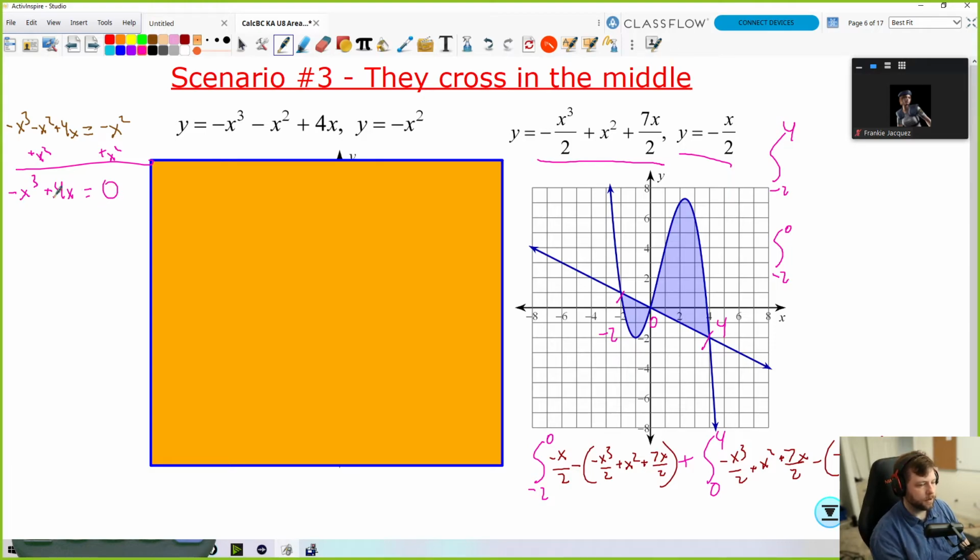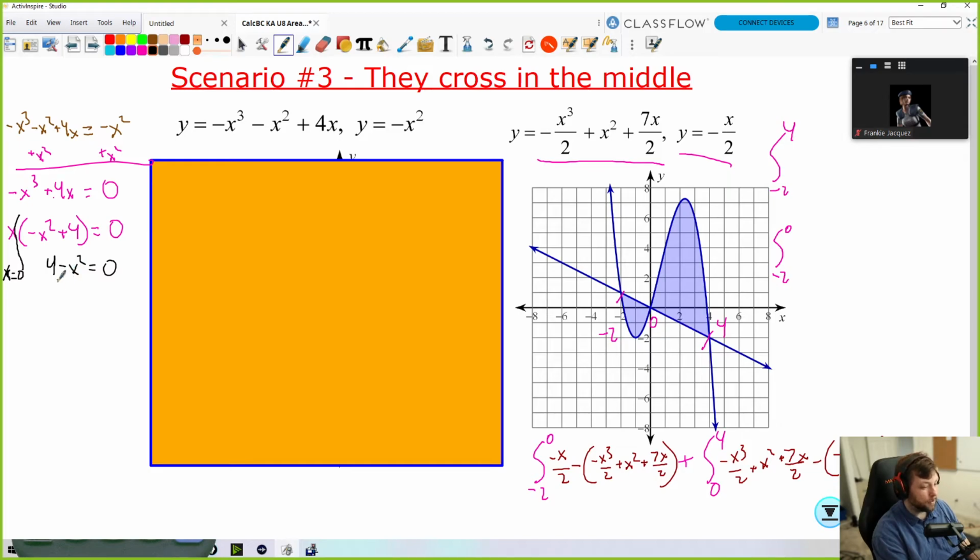Whenever you're trying to solve for x, you want to push everything to one side. All right, I can factor out an x, so I get x times negative x squared plus 4. Just like we did last time, we set each of these terms equal to zero. So we have x equals 0 for this guy. This other one, I'm going to rewrite as 4 minus x squared equals 0.